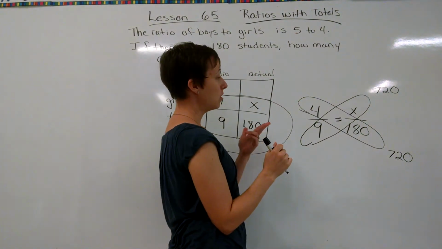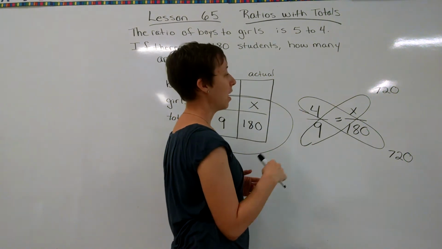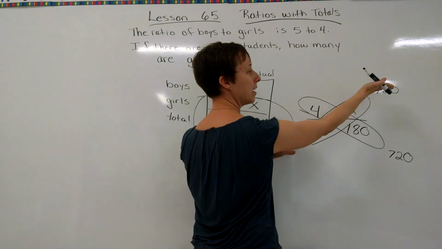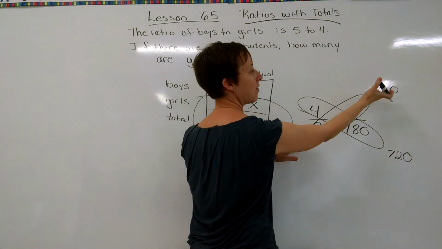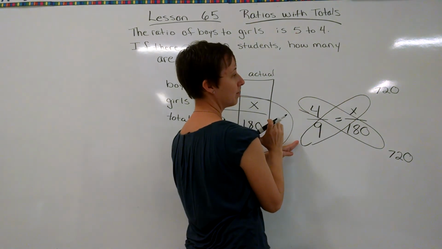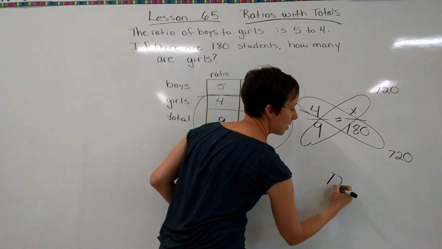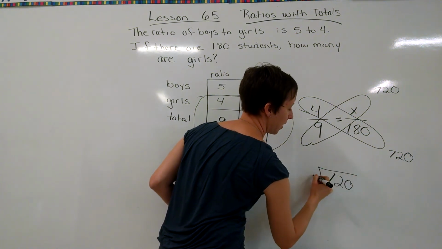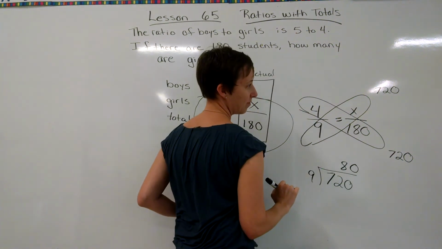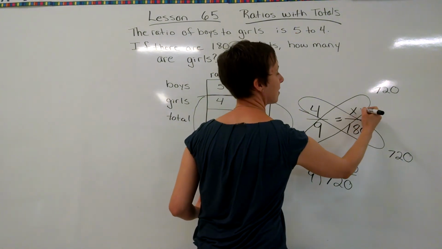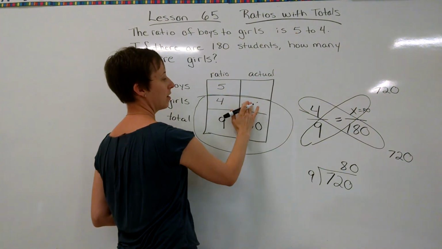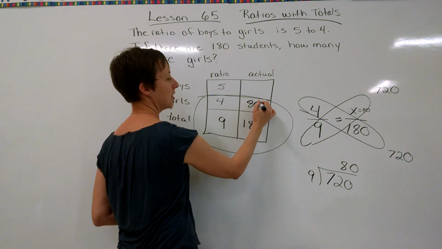Well, I could use my times tables. I could estimate, that might help me. Or some people like to divide. They say if 9 times something is 720, then 720 divided by 9 will give me my x. 720 divided by 9 is 80, which means that x is 80. And when I go back to my problem here, my number of girls is 80.